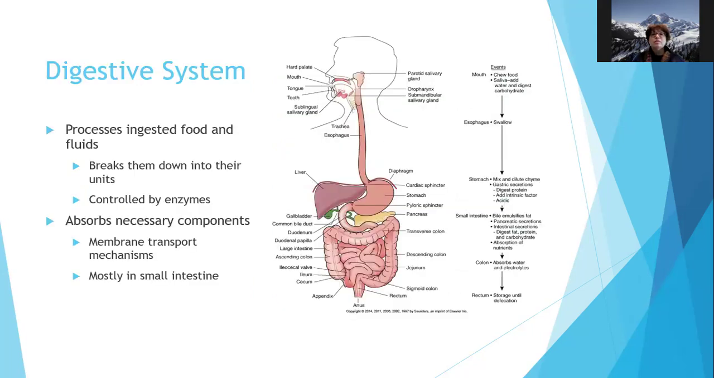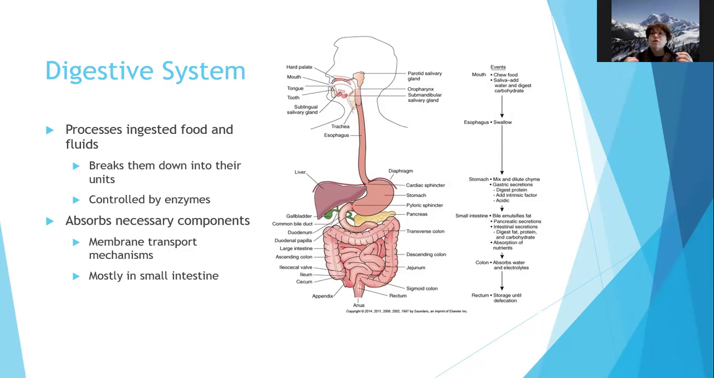So the digestive system is basically a long tube with some accessory organs. And its job is to ingest food and fluids, break them down into their units, and absorb the necessary components and get rid of what we don't need, our waste products. So there's a mechanical and a chemical digestion of food.